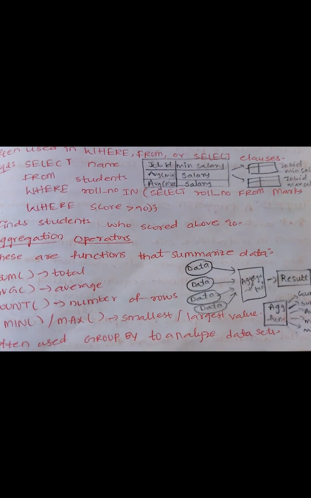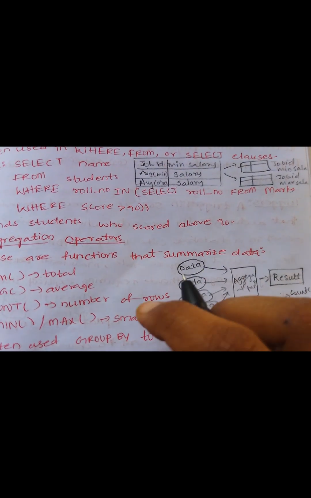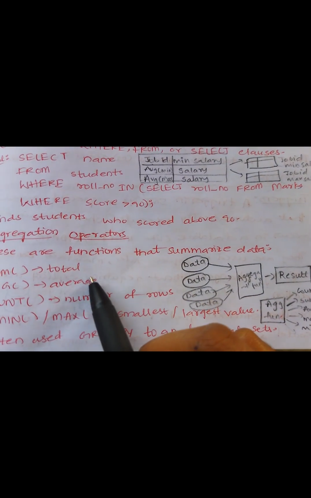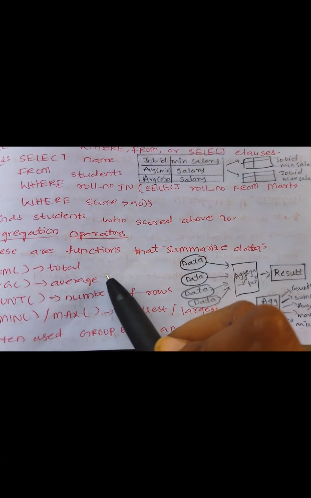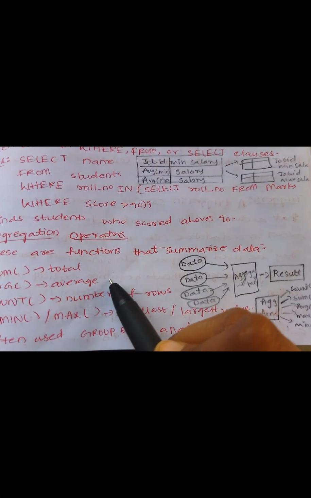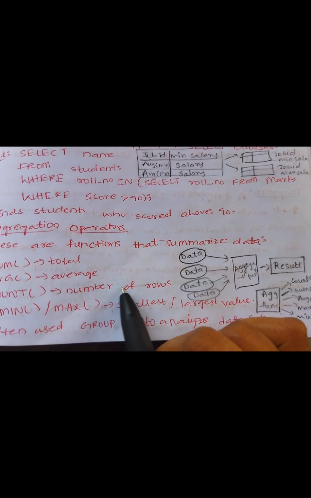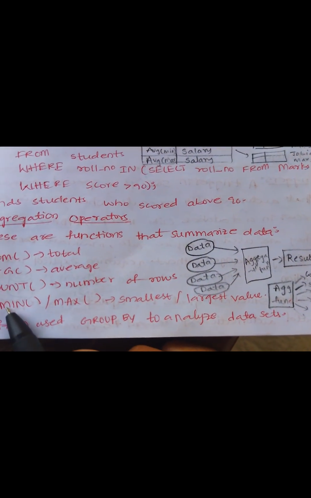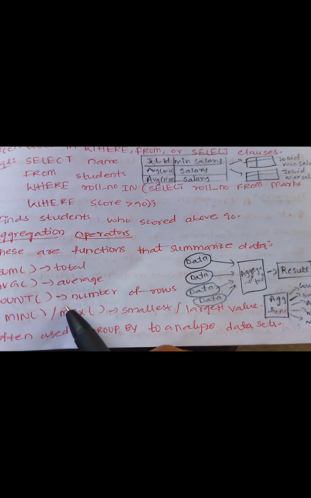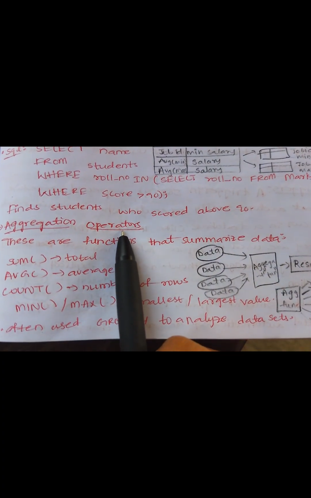We often use group by to analyze data sets, taking all numbers, total numbers, adding, and average. Average is nothing but taking the middle value. Count is the total number of rows or columns. We are taking count. Minimum means lowest value, maximum means highest value. For calculating these operations, we use the aggregation concept.